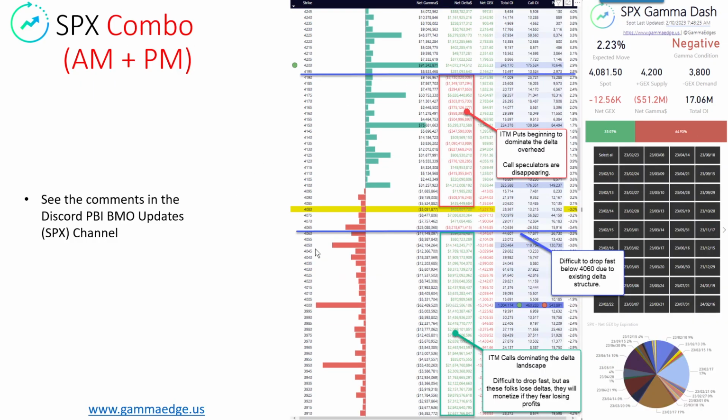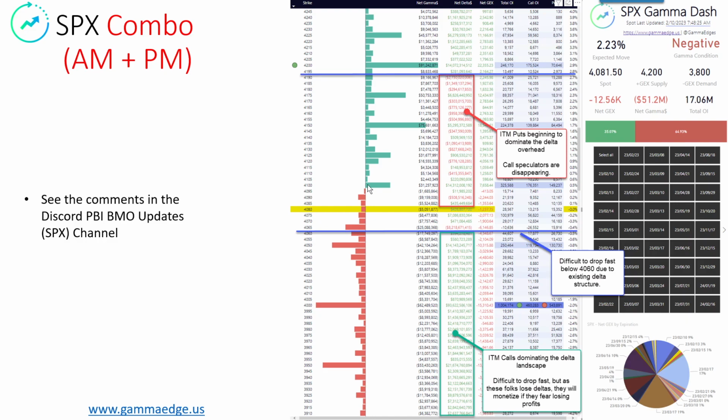Taking a look at the combo complex, which is the AM and the PMs all combined together, this 4065 is the JPM end of March roll. These are short calls, not liquid, but very present. They have a delta influence and they have a gamma influence. You can see where we are right here in context of the overall transition.